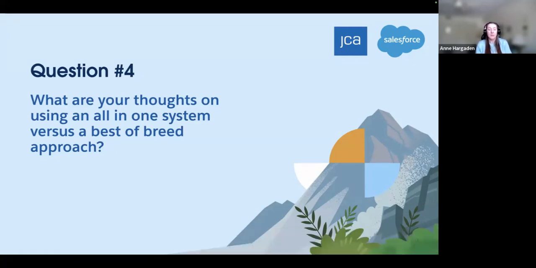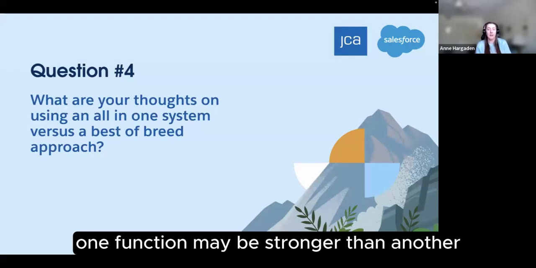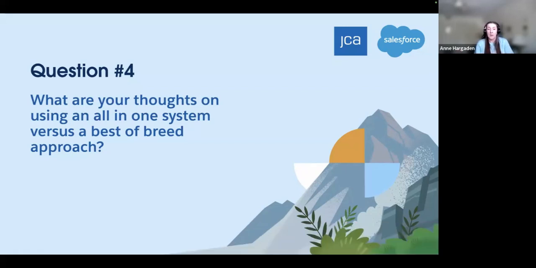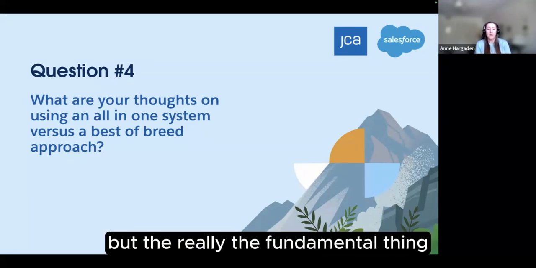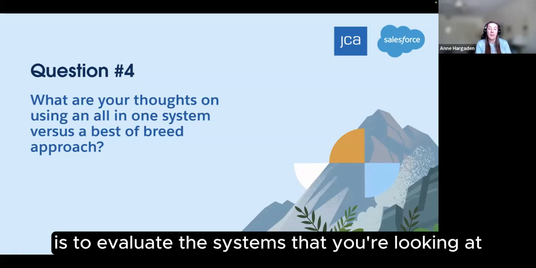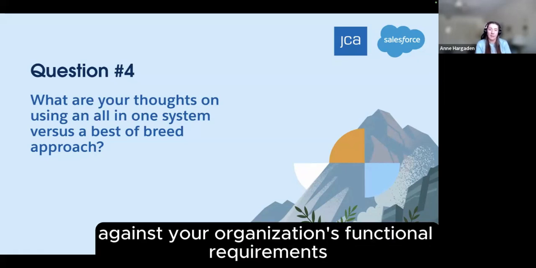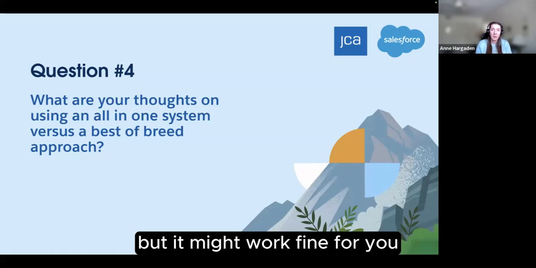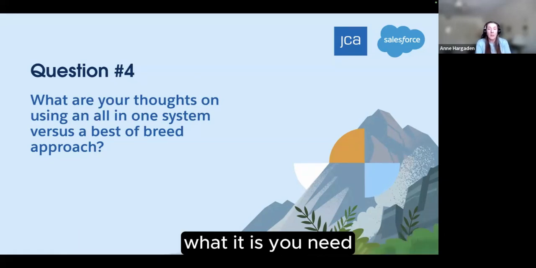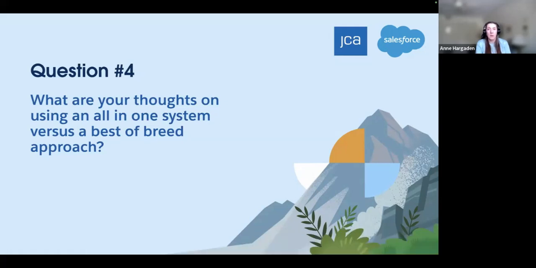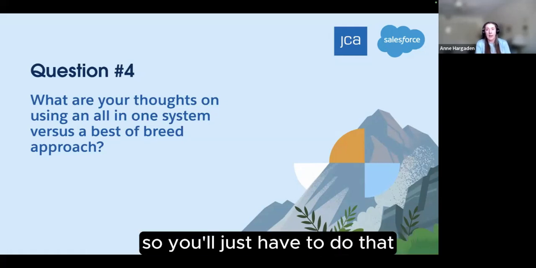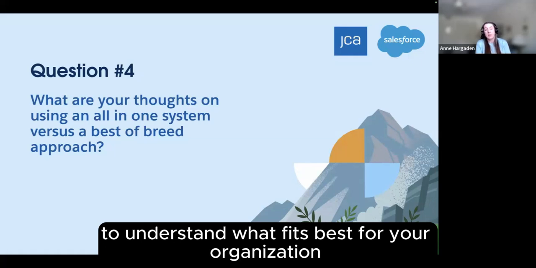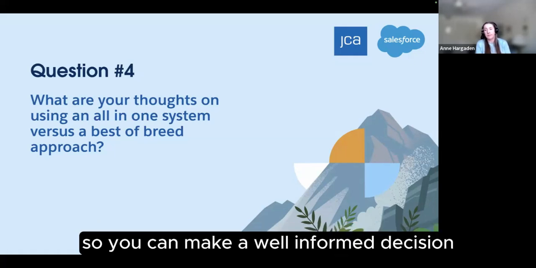All systems are going to have their limitations. One function may be stronger than another in every single system, whether it's focused on ticketing or focused on CRM or if it's an all-in-one that has both. But really the fundamental thing, the most important thing, is to evaluate the systems that you're looking at against your organization's functional requirements. Can it do what you need it to do? It may not do what your neighbor needs it to do, but it might work fine for you. So it's really important to understand what it is you need and whether or not the systems can do what you are looking for. So you'll just have to do that testing and research, that due diligence to understand what fits best for your organization, so you can make a well-informed decision.